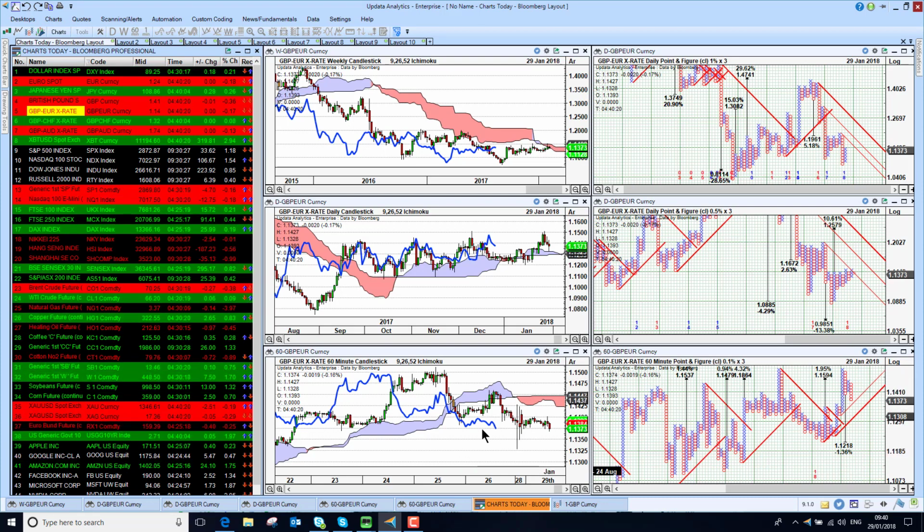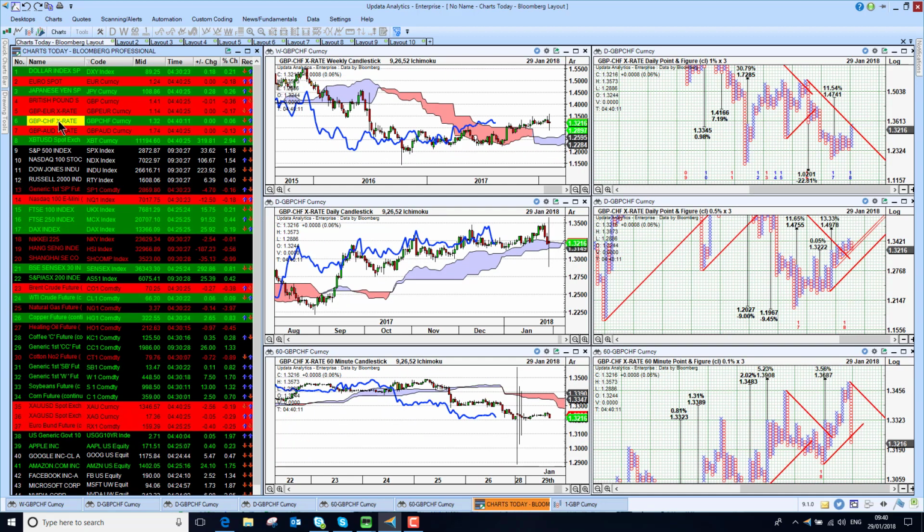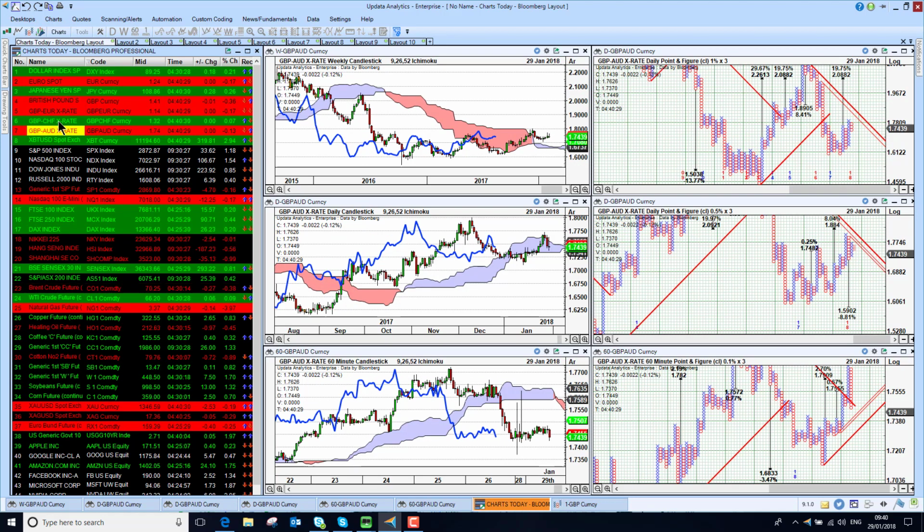But we see here that sterling's run is just starting to look like it's over for now for the short term. Same against the Swiss franc. And against the Aussie dollar, we're seeing that downturn as well.